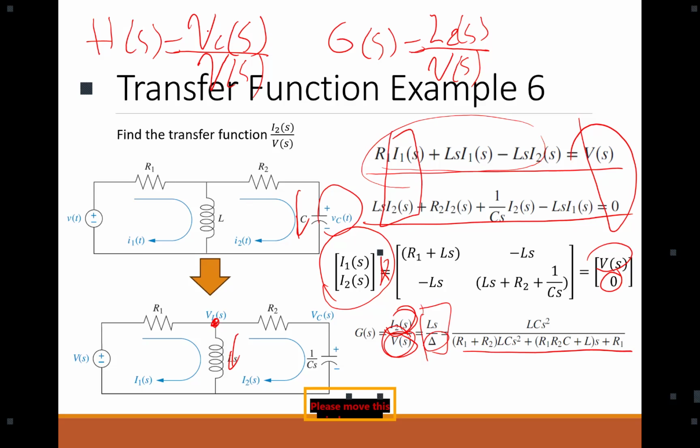Why do we define H of S? I'm asking you. For example, you have the transfer function for the characteristics of the system that relates the current to the voltage source. But for any type of reason, in your circuit, you want to see what's going to happen in the voltage of the capacitor.